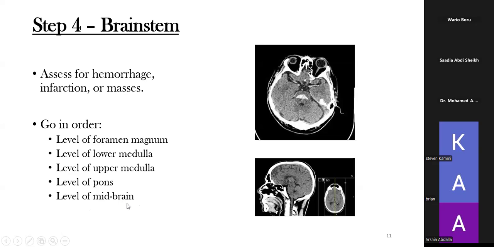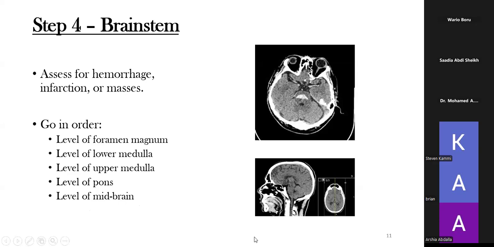So in summary, remember, we've started in order. At the skull base, you're looking at bones. Then you look at soft tissue quickly. Then you do the foramen magnum, then the lower medulla, the upper medulla, the pons. How do you differentiate between the medulla and the pons? I've told you to remember, like a pregnant woman. The pons are the pregnant part.